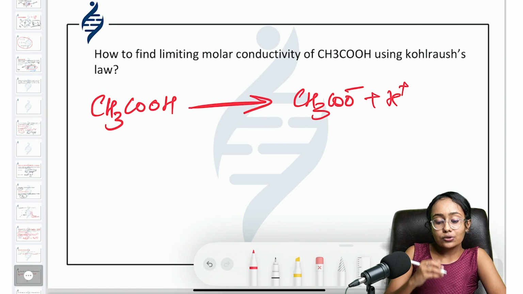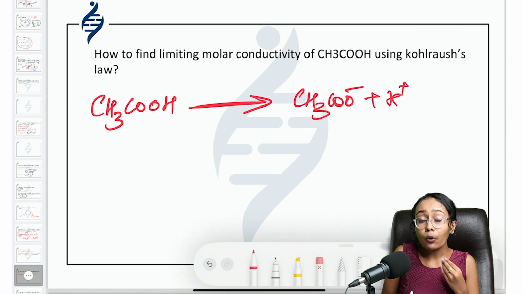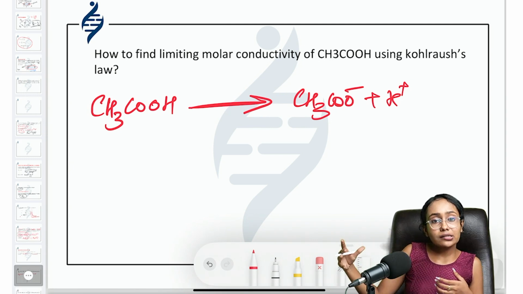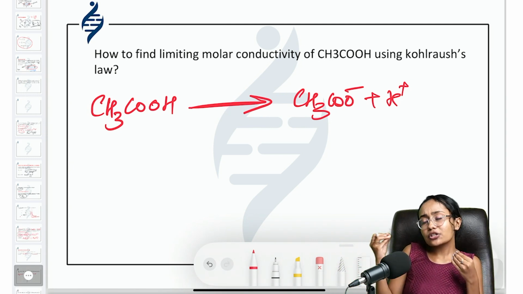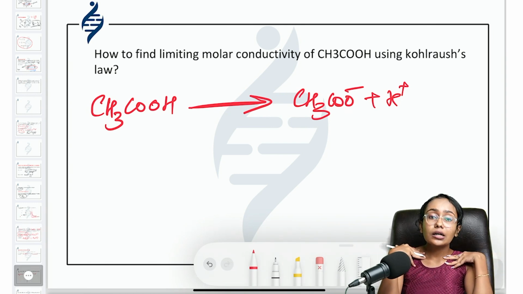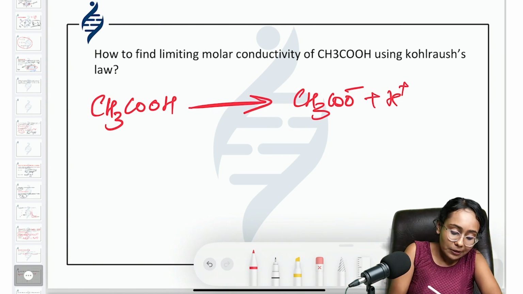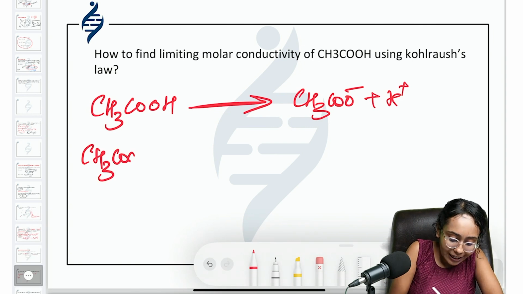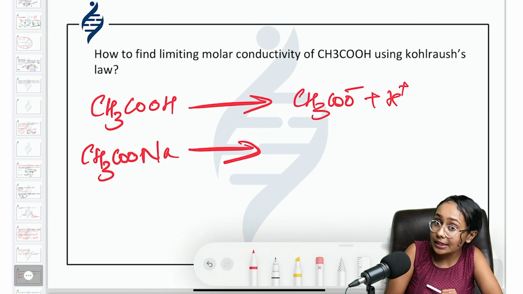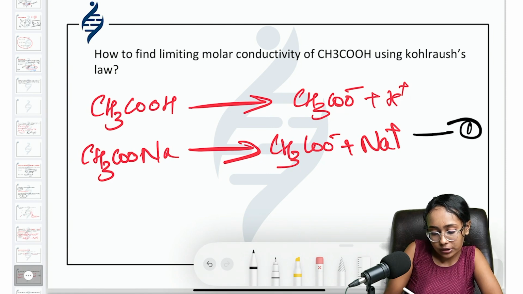So now I need to supply CH3COO minus and H plus to a container. How will I supply? Just the direct CH3COO minus? No, I can't do that. The CH3COO minus should be present in some other substance, and I need to supply that substance so as to get the total limiting molar conductivity of CH3COOH. So what will I do? I'll supply CH3COONa, sodium acetate. So what will I get? CH3COO minus and Na plus. This is my first equation.